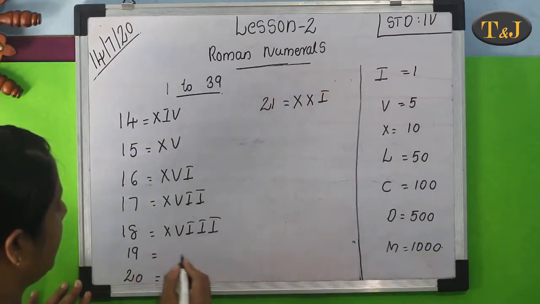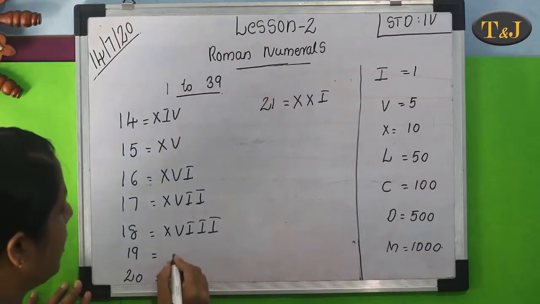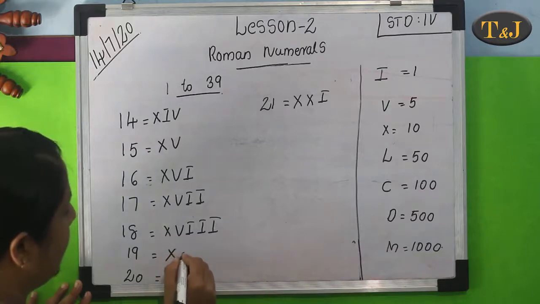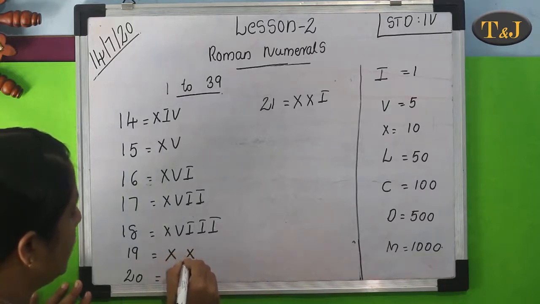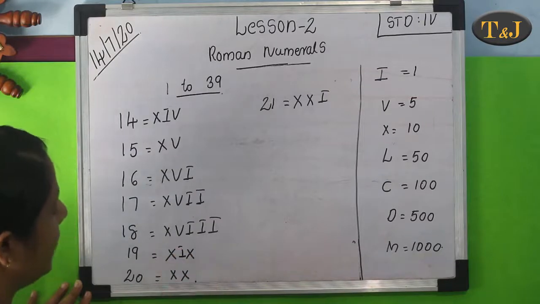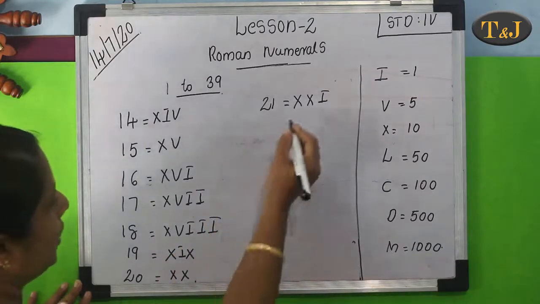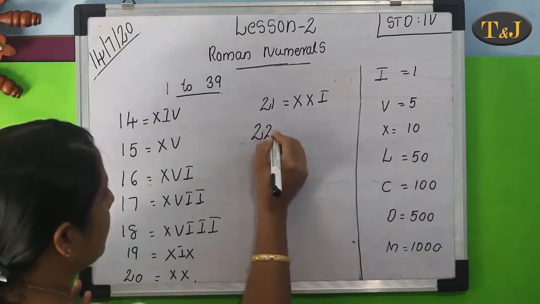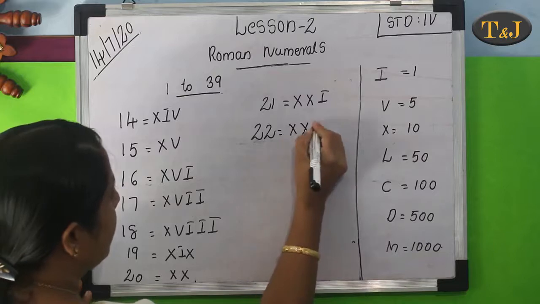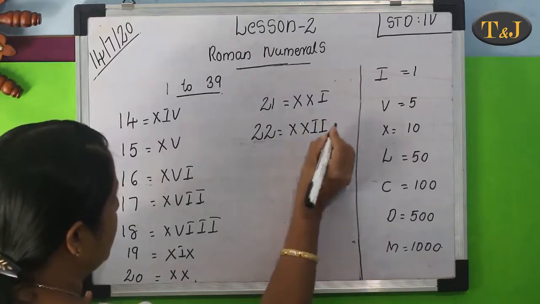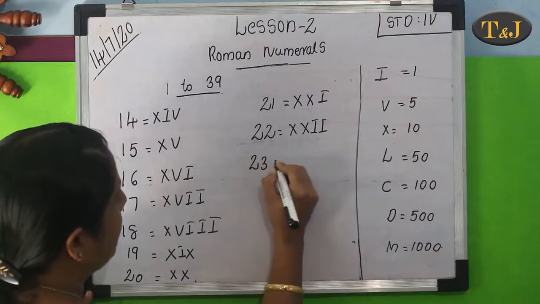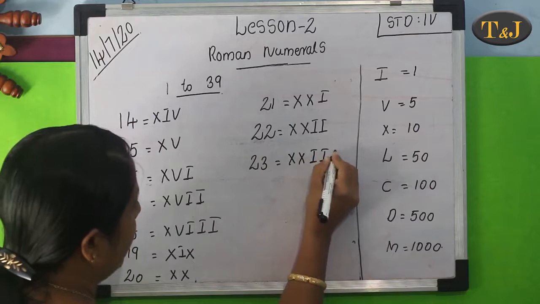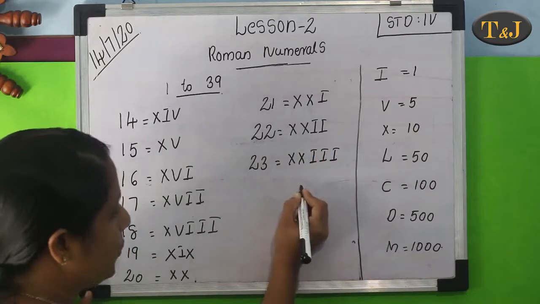Then how can we write the number 19? X plus 9 equals 19. That is, first we write the number X and subtracting I from this number, that is XIX equals 19. Then 21 equals XXI. Then 22 equals XXII. Then 23 equals XX, then I written 3 times, then we get 23.